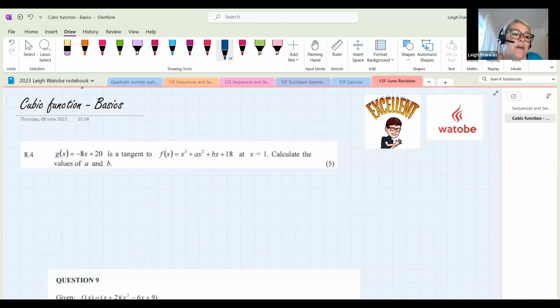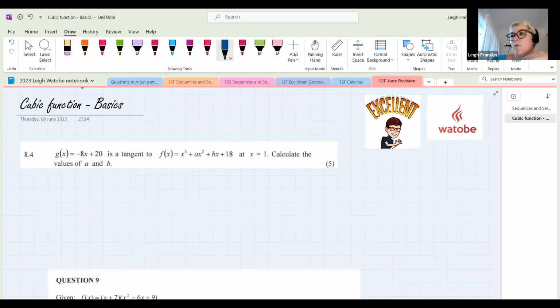It says if g of x equals negative 8x plus 20, and this line g of x is a tangent to f of x, which clearly is a cubic function, at x equals 1. So they've given us the x coordinate at the point of tangency. They want us to calculate the values of a and b. So they're basically asking us to determine the equation.